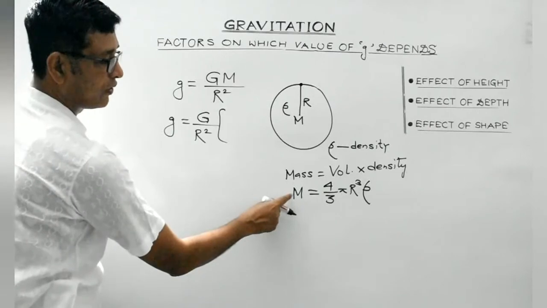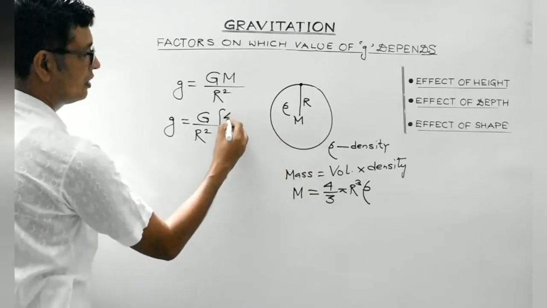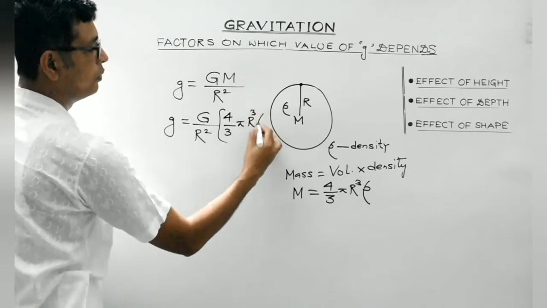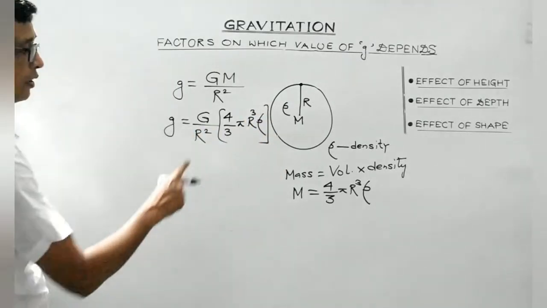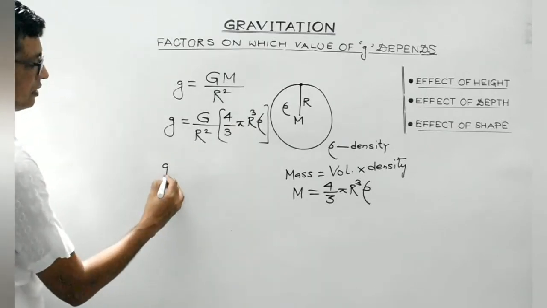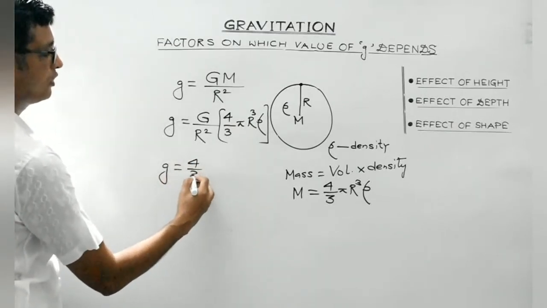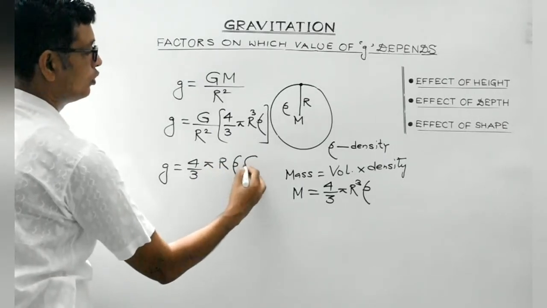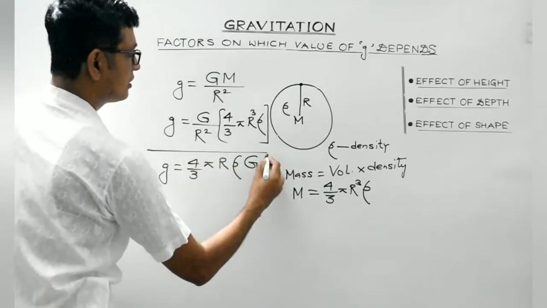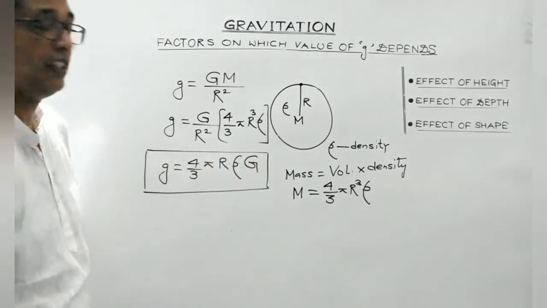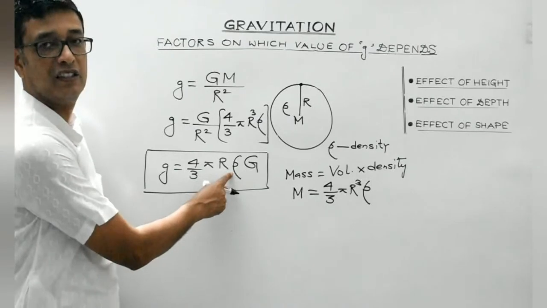So you can substitute this value of M over here. What do you get? 4 by 3 pi R cube rho, right? So R square and R cube, only a single R will be left. So what you get is g equals 4 by 3 pi G R rho. This is the expression for the acceleration due to gravity in terms of the density of the Earth.